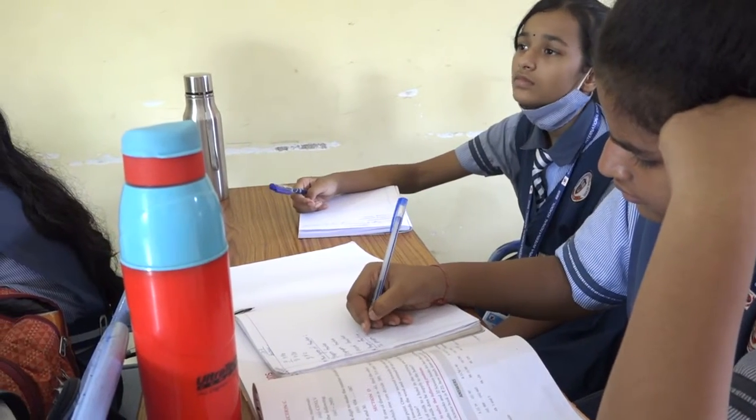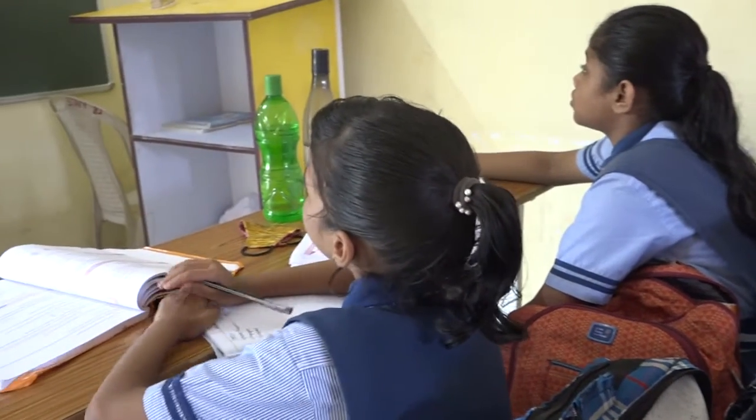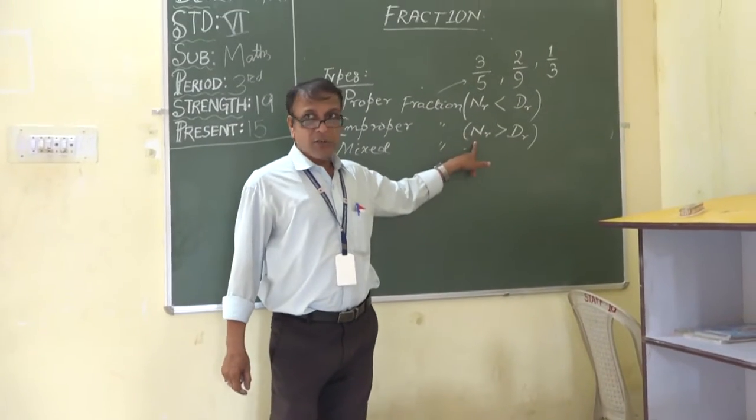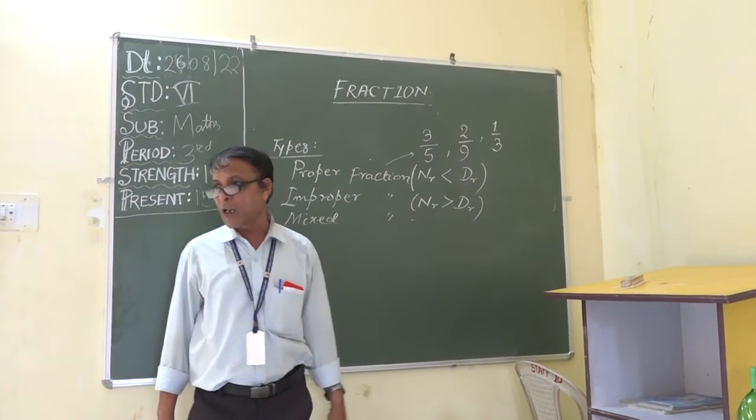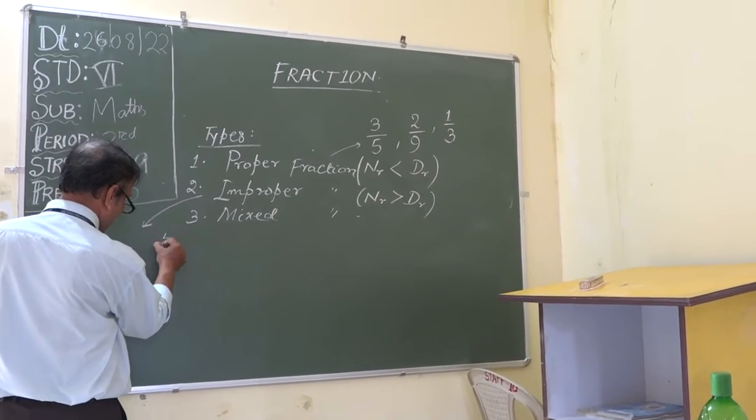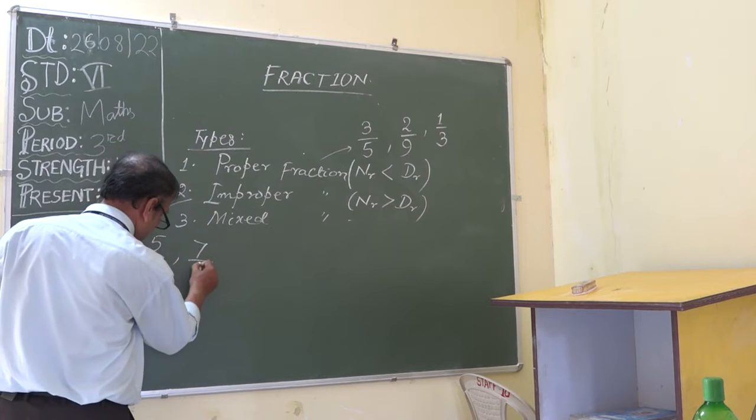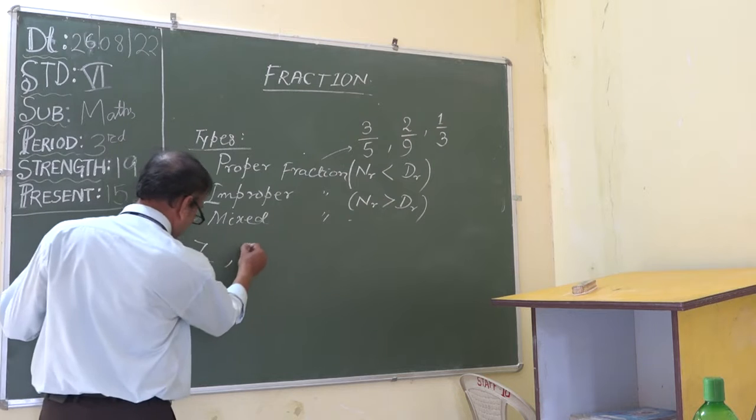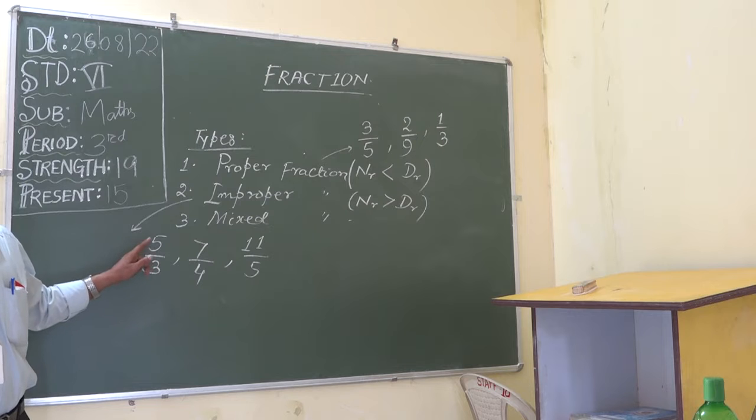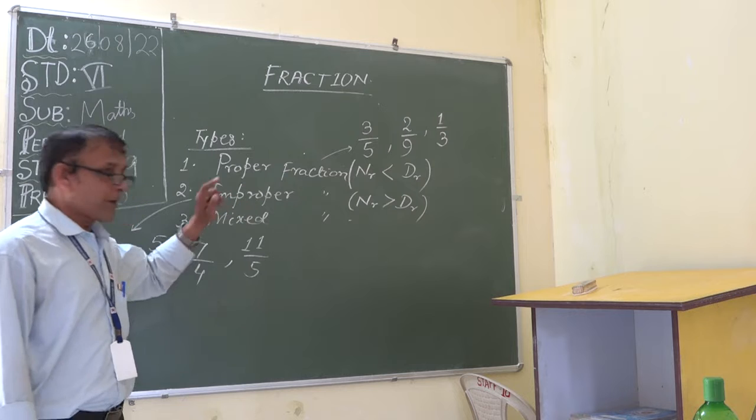Now, what is called an improper fraction? If the numerator is greater than the denominator, then that is called an improper fraction. For example, 5 by 3 is an improper fraction. 7 by 4 is an improper fraction. 11 by 5 is an improper fraction. Because in every case, the numerator is more than the denominator. So that is the improper fraction.